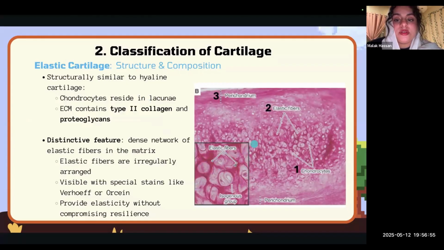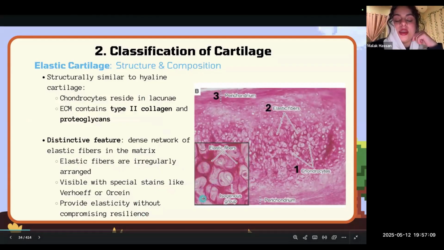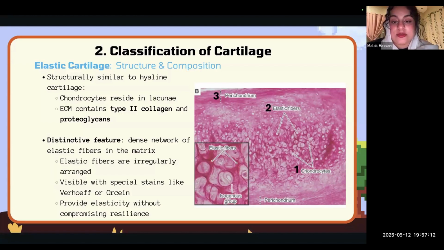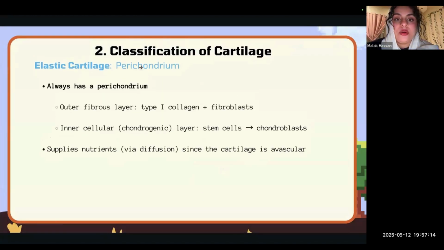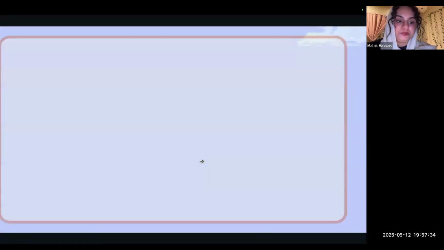The chondrocytes will sit in their lacuna as usual, and the ECM will contain type 2 collagen and proteoglycans, as well as elastic fibers. The elastic fibers are going to be very irregularly arranged, and they become visible with Verhoeff or orcein stain, and they provide elasticity. Now, elastic cartilage always has a perichondrium. Like we said, there's an outer fibrous layer, which is type 1 collagen and fibroblasts, and there's an inner cellular layer, which has stem cells and chondroblasts, and the entire perichondrium will supply nutrients by diffusion, because the cartilage is avascular.